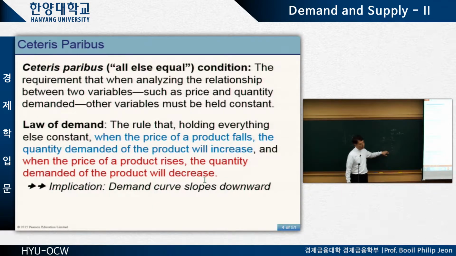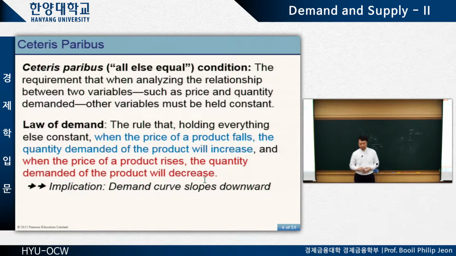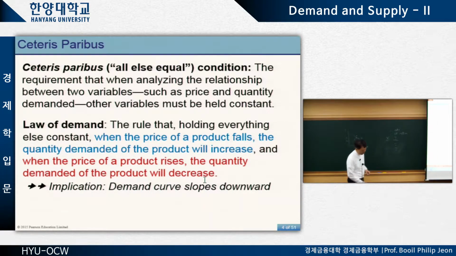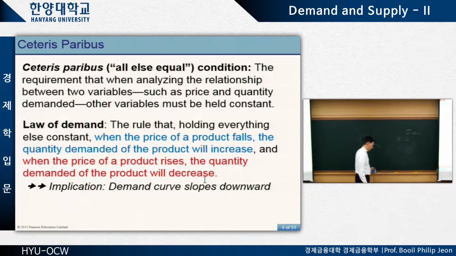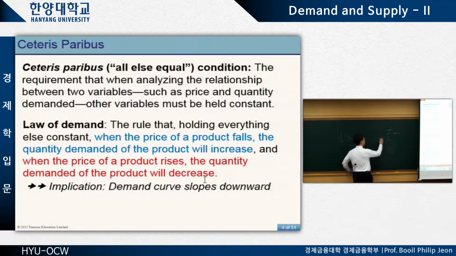So if you want to make a conclusion about the relationship between two variables, or about the effect of X on Y, you have to assume that all other things remain constant, right? That's the idea of ceteris paribus. So here, going back to supply and demand, the relation between price and quantity demanded. Let's say this is price, quantity demanded.